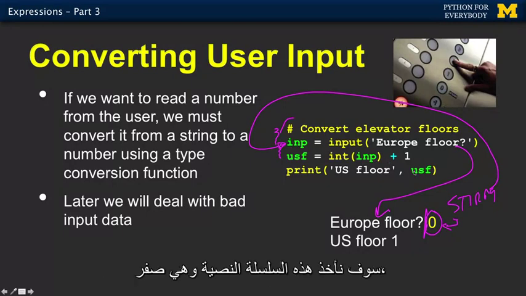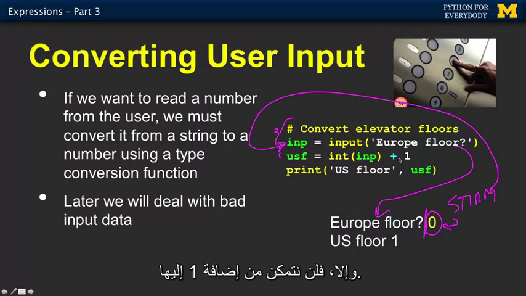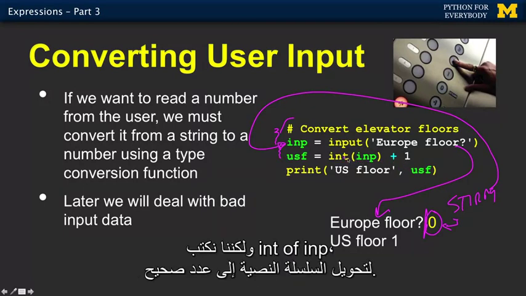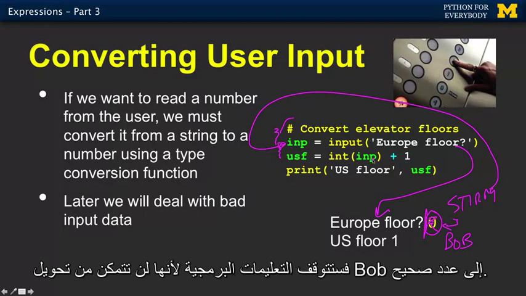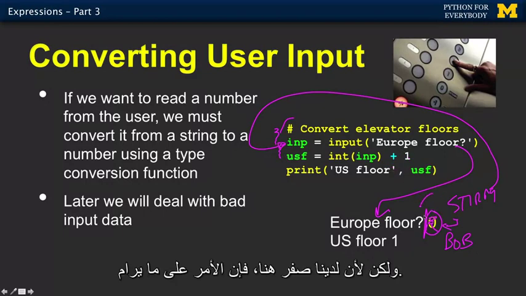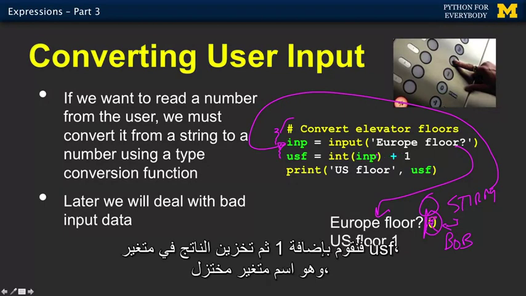And then it continues to the next line, and it works on the right-hand side. We're going to pull this string 0. We have to convert it to an integer, otherwise we can't add 1 to it. If we just did inp + 1, we'd get a traceback. But we say int of inp, convert it to an integer. Now, if you mess this up and put Bob in, then this thing is going to blow up because int can't convert Bob to an integer. But because we have a 0 here, we're okay. So then we add 1 to it and store that in usf.